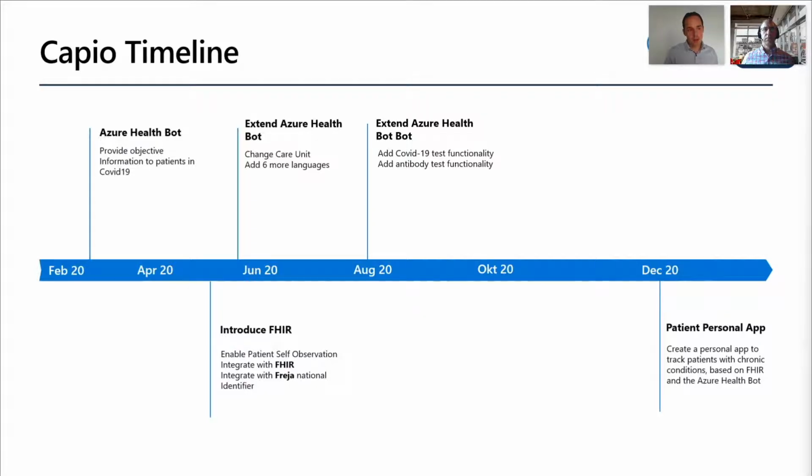One of them was, after they provided objective information, there were some patients who were at high risk. So what to do with those high-risk patients? They could not give medical advice because it was not a medical bot. It was a bot to give guidance. So what they did is they enabled a feature which could enable self-observation.